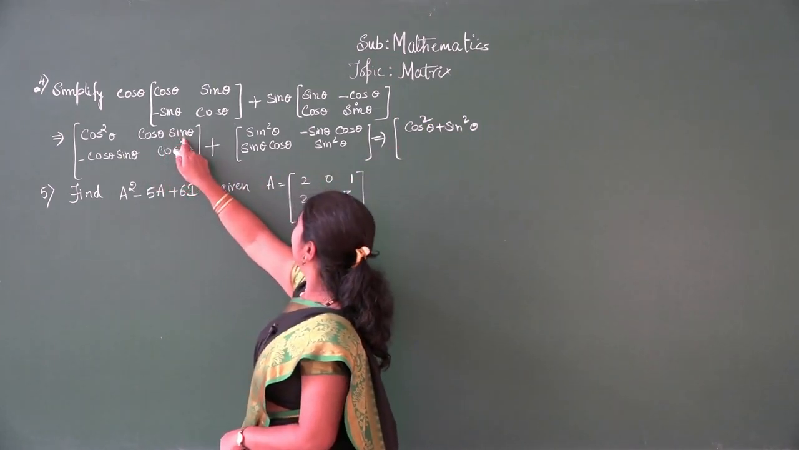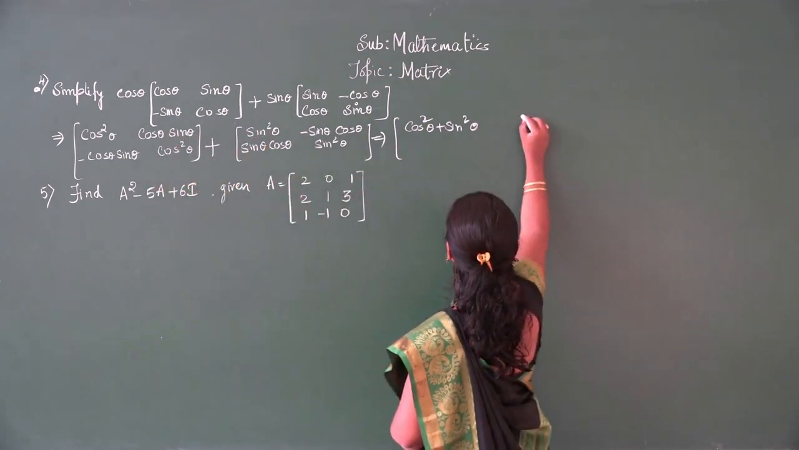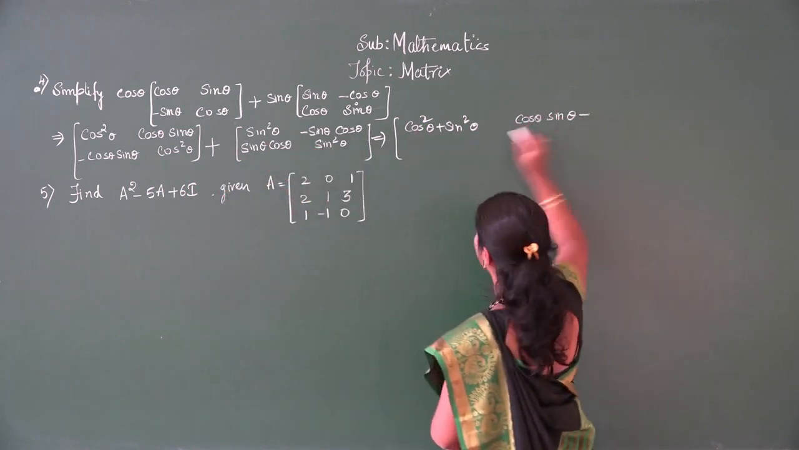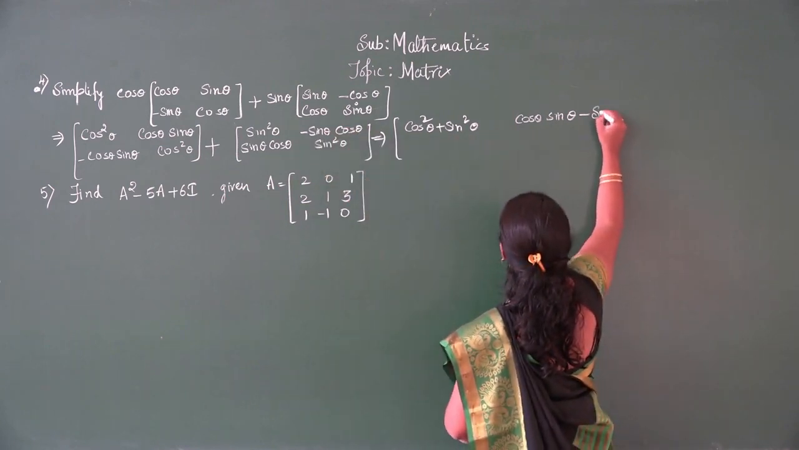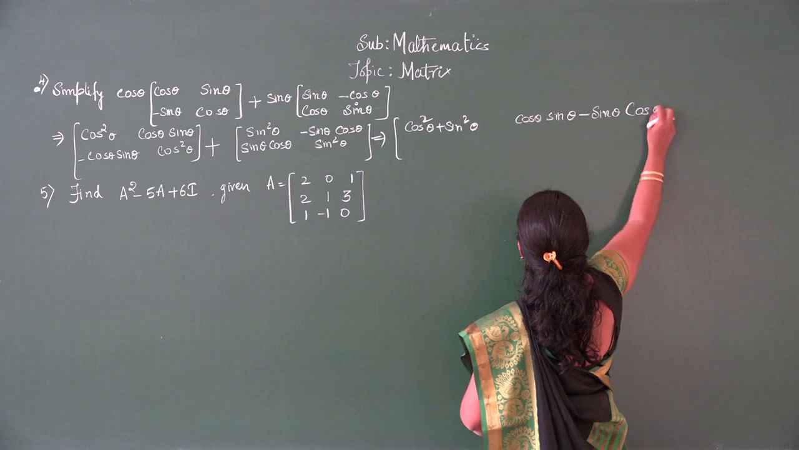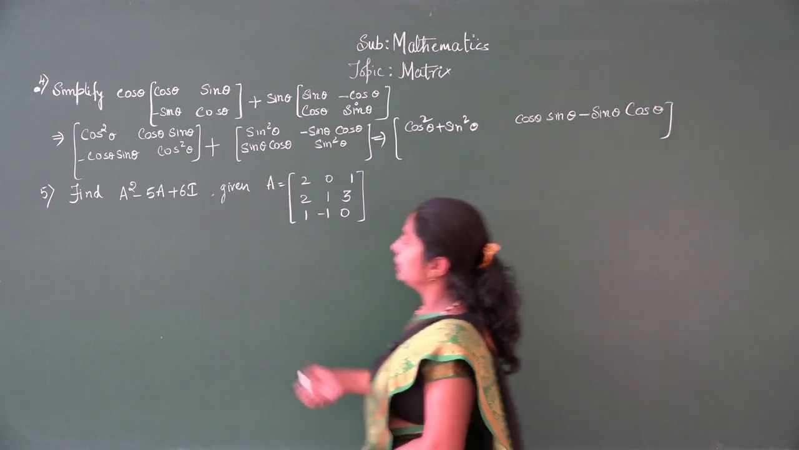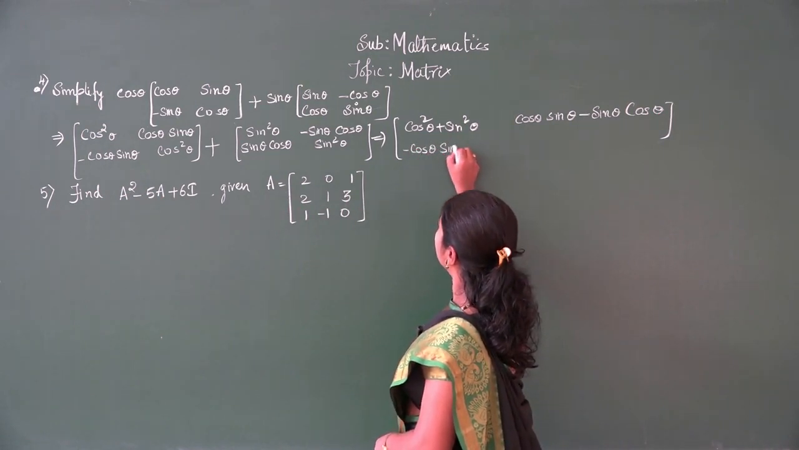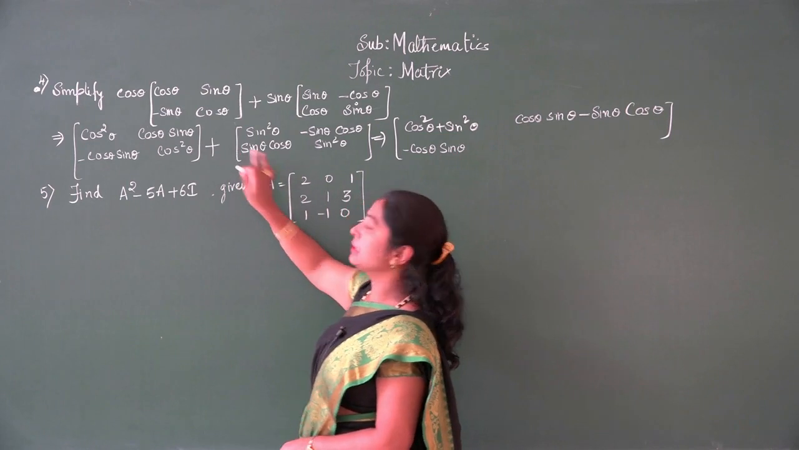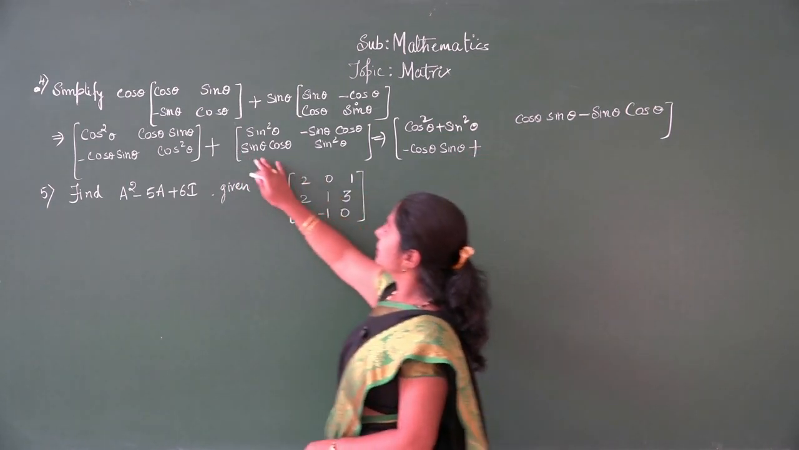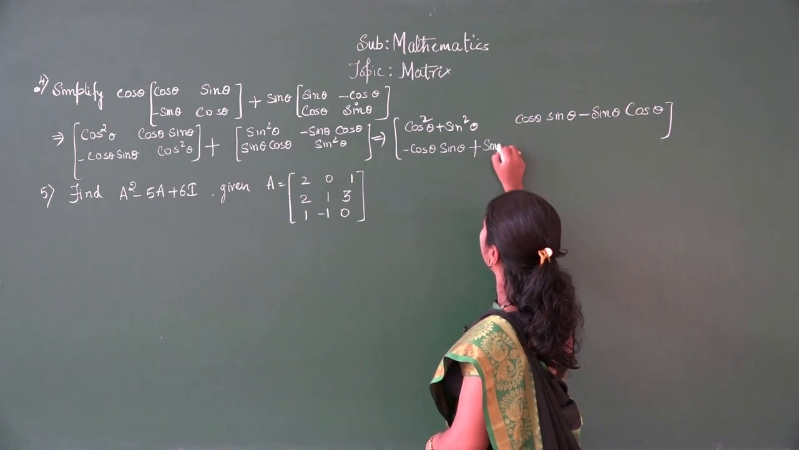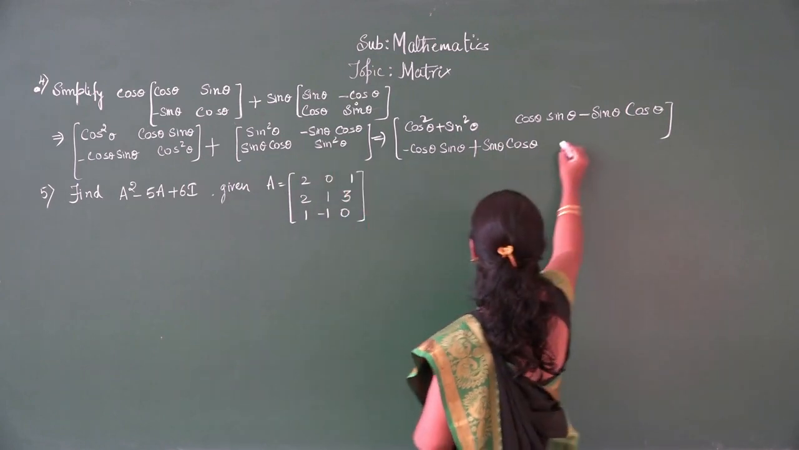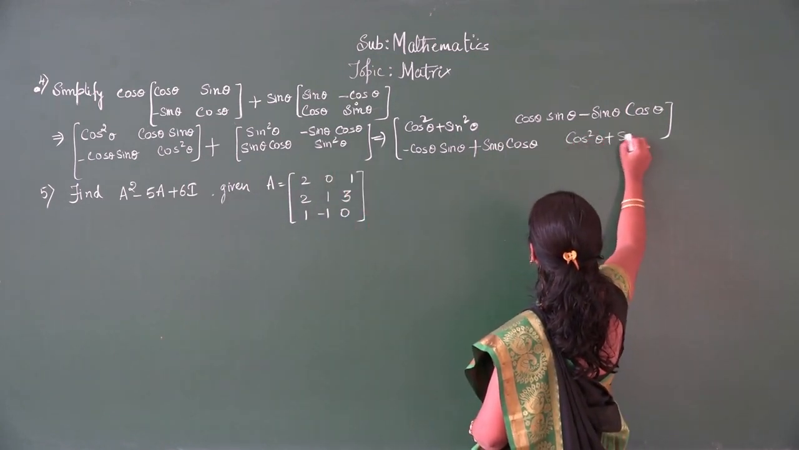Cos theta sin theta, plus into minus will be minus sin theta cos theta. Similarly, minus cos theta sin theta plus into plus is again plus, sin theta cos theta. Then cos square theta plus sin square theta.